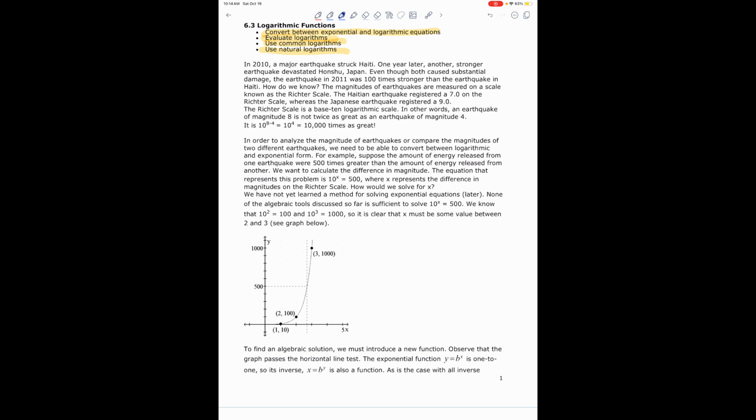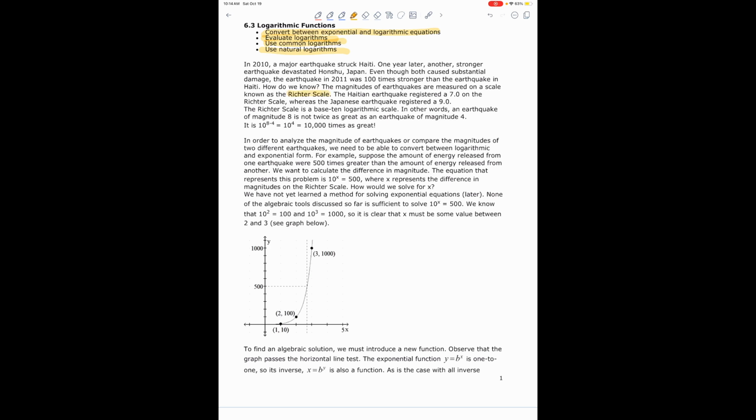In 2010, a major earthquake struck Haiti. One year later, another stronger earthquake devastated Honshu, Japan. Even though both caused substantial damage, the earthquake in 2011 was 100 times stronger than the earthquake in Haiti. How do we know? The magnitude of earthquakes is measured on a scale known as the Richter scale.